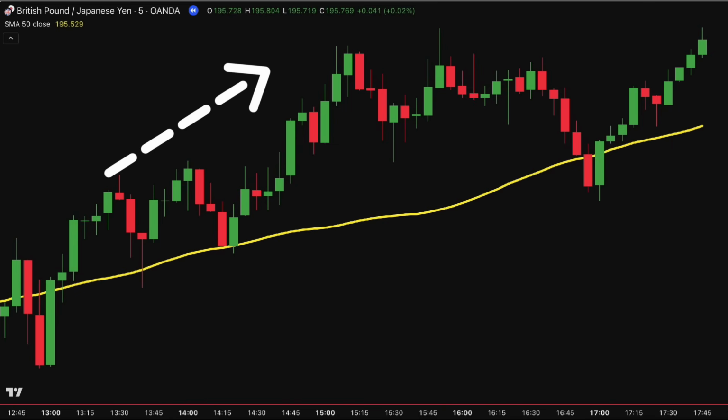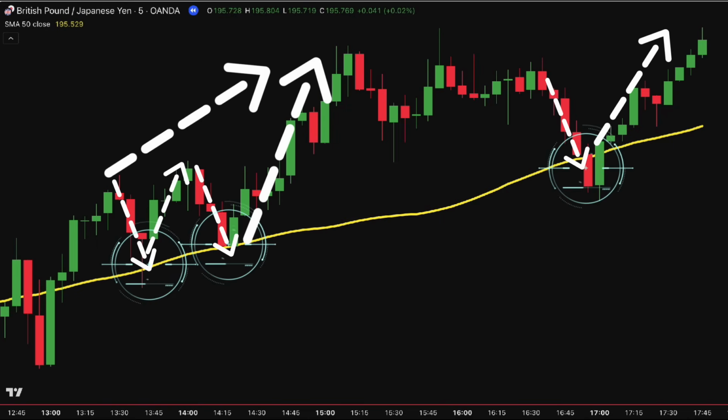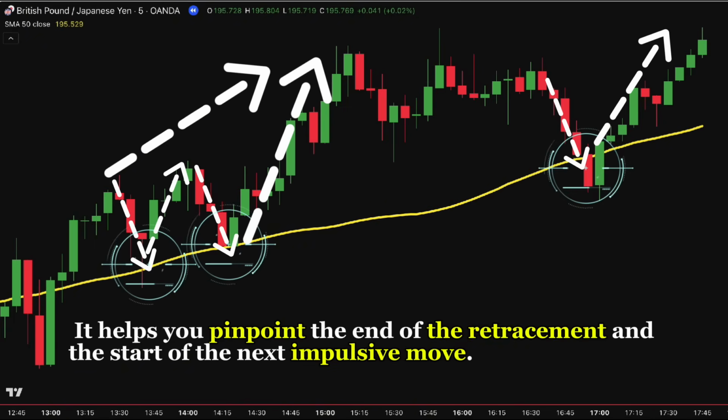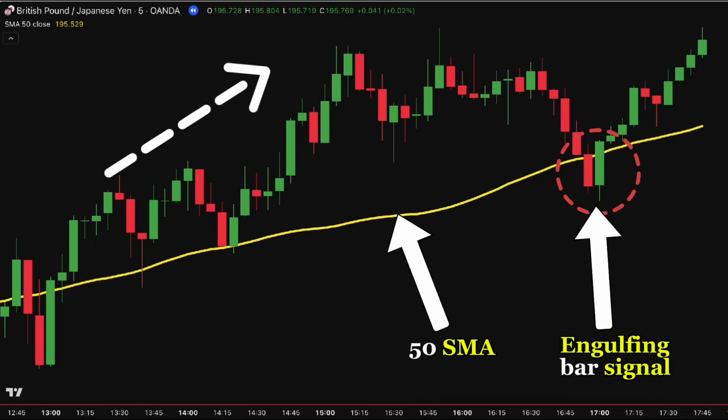When the market is trending up, the 50 SMA starts to slope upward. It follows price action like a smooth rising path. Each time price pulls back during a retracement, it tends to approach or tap the 50 SMA. And if the uptrend is strong, price often bounces off the moving average and continues higher. That's because the 50 SMA is acting as a dynamic support level. It helps you pinpoint the end of the retracement and the start of the next impulsive move. In this case, the trend is up, the level is the 50 SMA. All you need now is a signal, like the engulfing trap or the fakey setup, to enter with confidence.